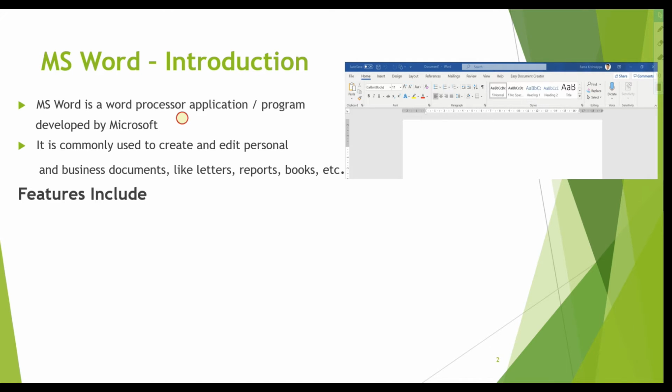Some features include creating documents with various graphics, including pictures, charts, and diagrams. For example, if your documents require some pictures or charts or diagrams, you can make the diagrams of your liking. There are a lot of tools available in MS Word, and that would certainly help in preparing the documents.